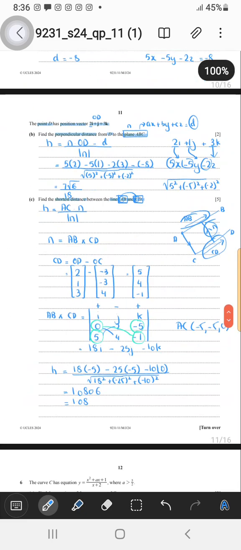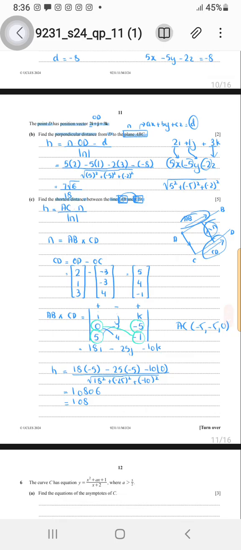I hope you get all the concepts in this video for the vectors which we had discussed in this question, and hopefully we will be back with question number 6 later.